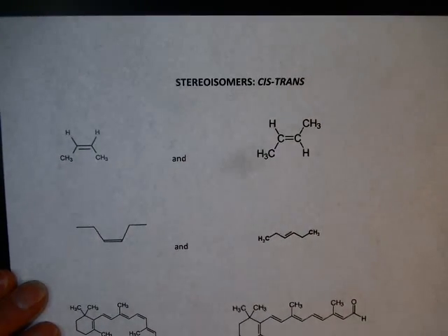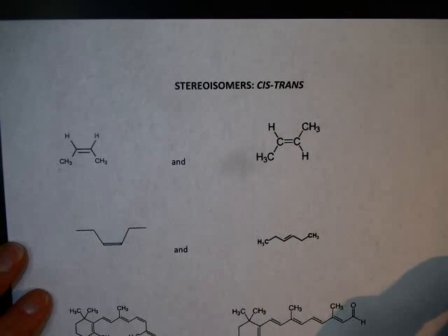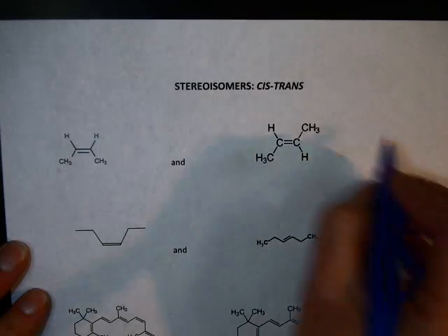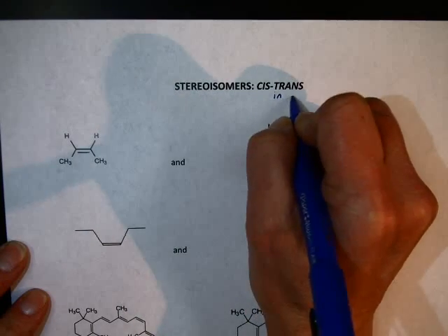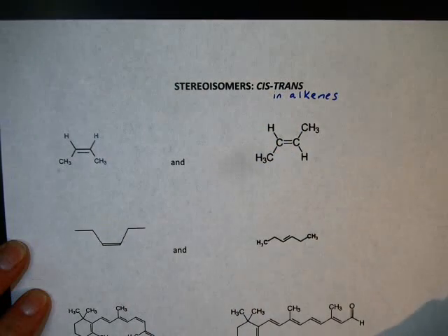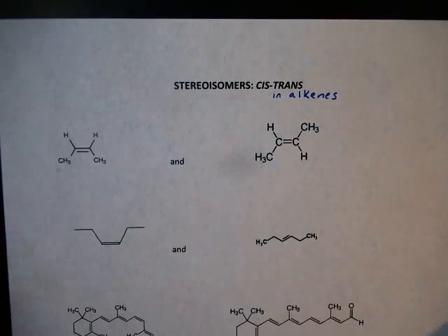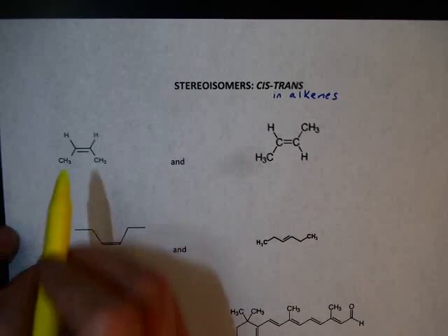Here's a few examples of cis-trans isomers. I should point out that in our course, the only examples we will look at of cis-trans are the cis-trans isomers that occur in alkenes. It's possible to have cis-trans isomers with cycloalkanes, and we will not be looking at that, only alkenes. So here's what we want to notice.